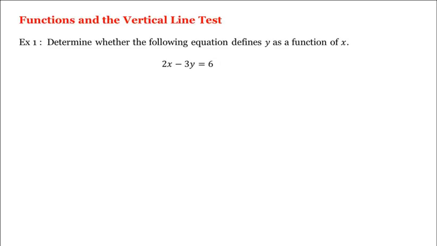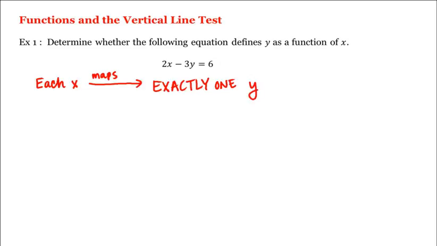Now remember that in an equation of two variables, if for each value of the independent variable there corresponds exactly one value of the dependent variable, then the equation defines a function. In other words, if each allowed value of x maps to exactly one value of y, then the equation defines y as a function of x.